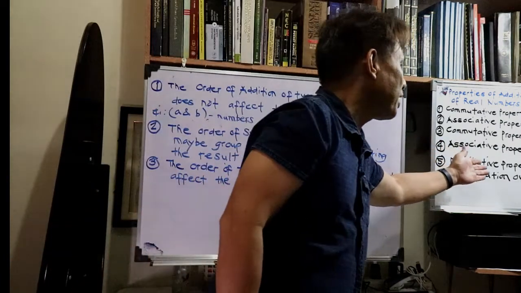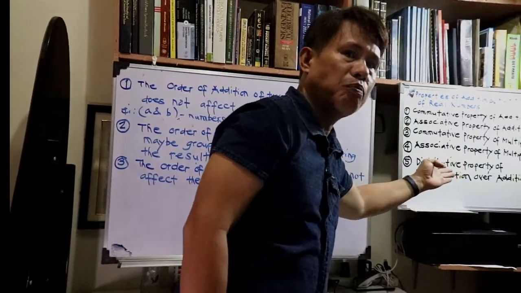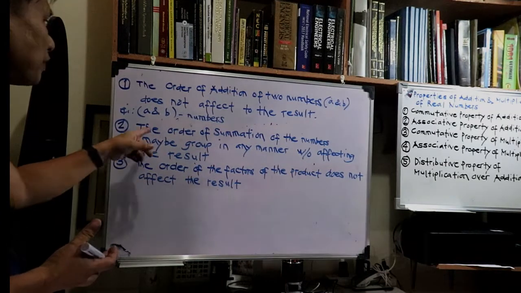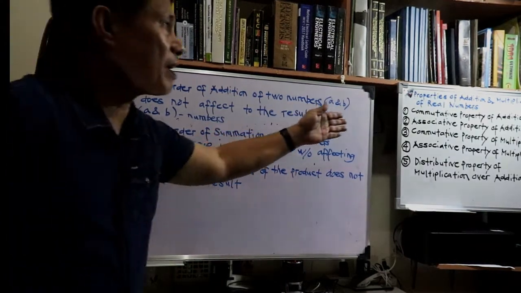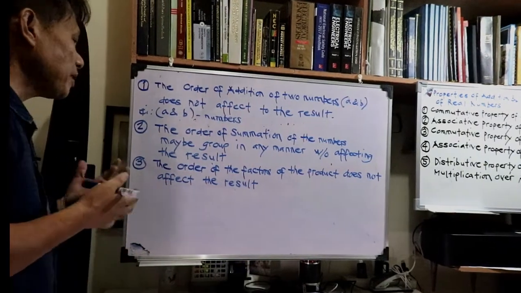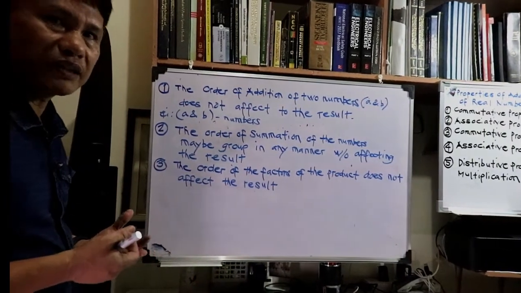Number 4, we have the associative property of multiplication. It's the same as the application in number 2, which is the associative property of addition. The only thing different is we associate the product. Okay?